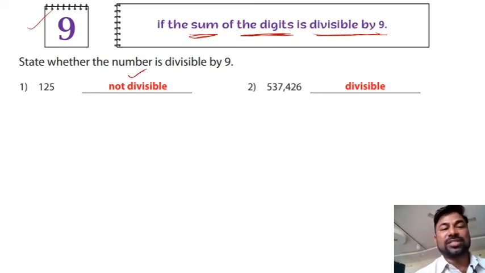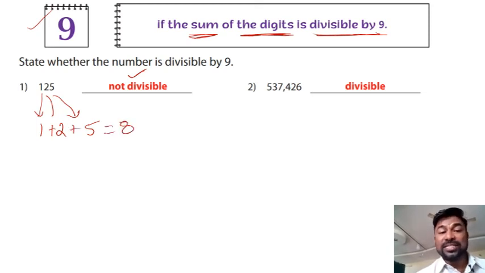Let us take the first digit. The first digit is 1. The second digit is 2, the third digit is 5, right? What is it asking us to do? It is asking us to find the sum. Sum means plus, if you add it up. So what's the total? We are getting 8, right? Is 8 divisible by 9? No, not divisible.